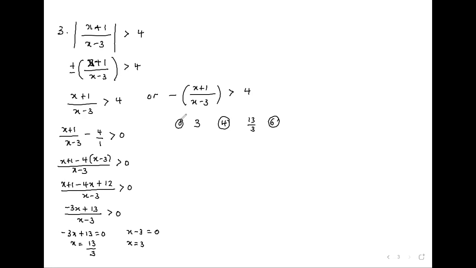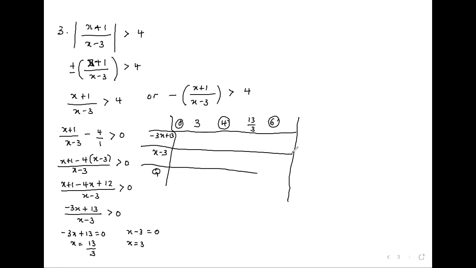And then we pick negative 3x plus 13. We also pick x minus 3 and pick q for the fraction. And then demarcate here. Demarcate here. Goes down. Goes to side. This side.